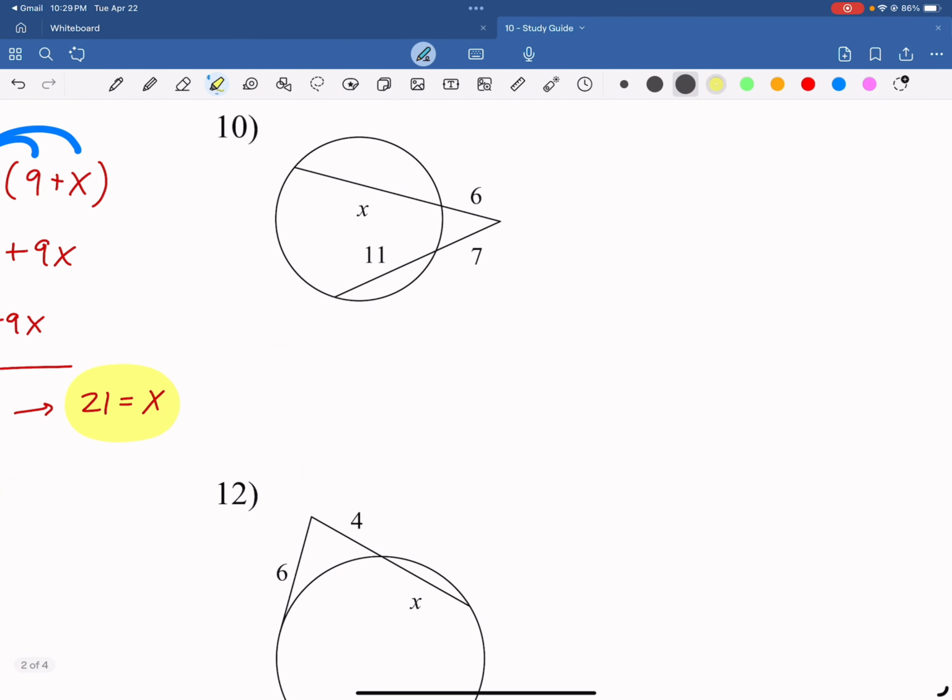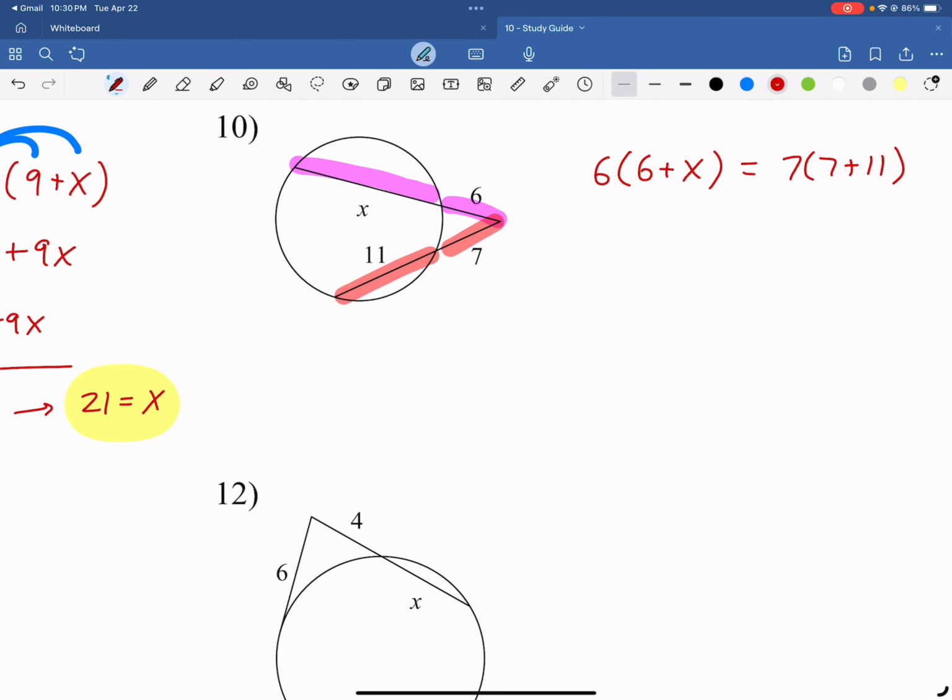Let's do it again. Same type of problem. I included 2 on purpose. So this and this, we'll start from the outside going in. So let's do 6, and then 6 plus x. That's going to be equal to 7 plus 11.